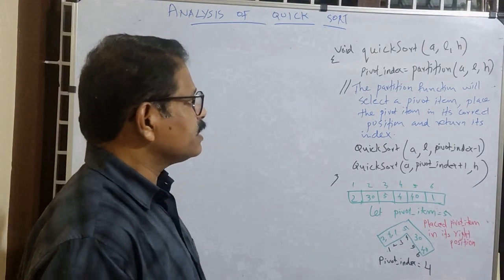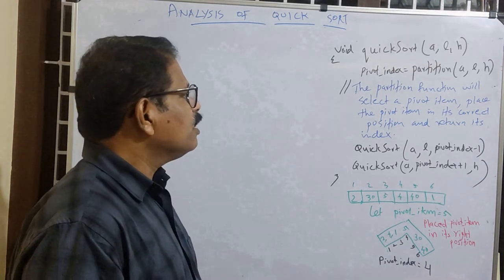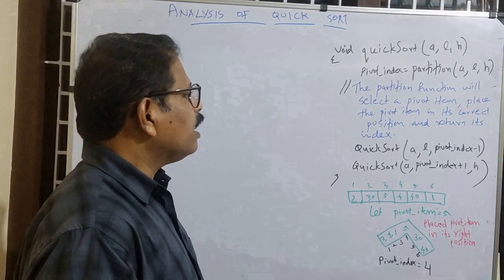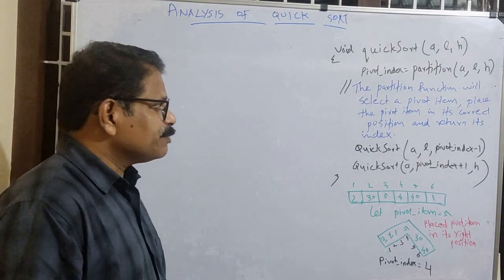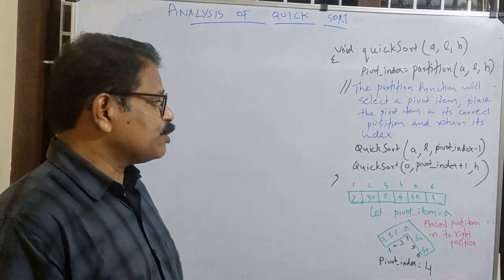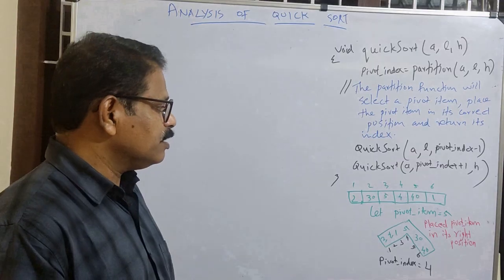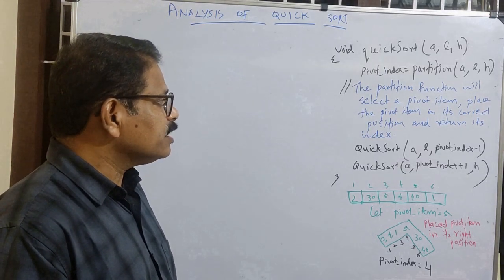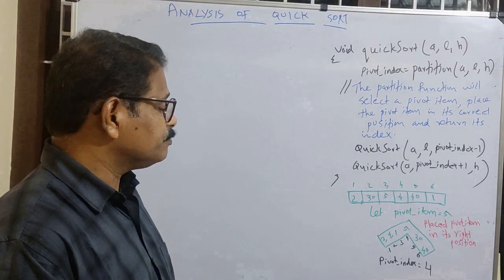The role of the partition function is selecting a pivot item, placing the pivot item in its correct position, and returning its index. Placing the pivot item in its correct position means, if you are sorting the array in ascending order, placing the item in the correct position in the sorted order.